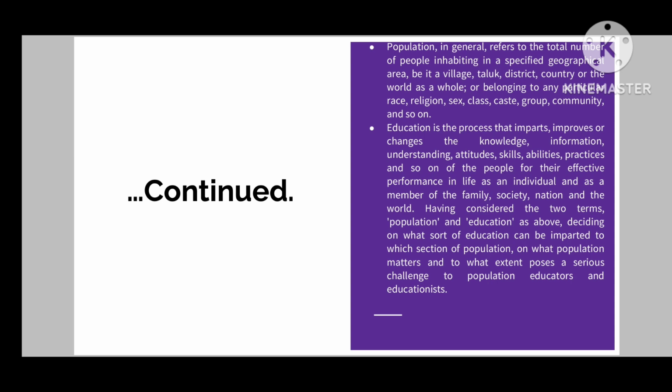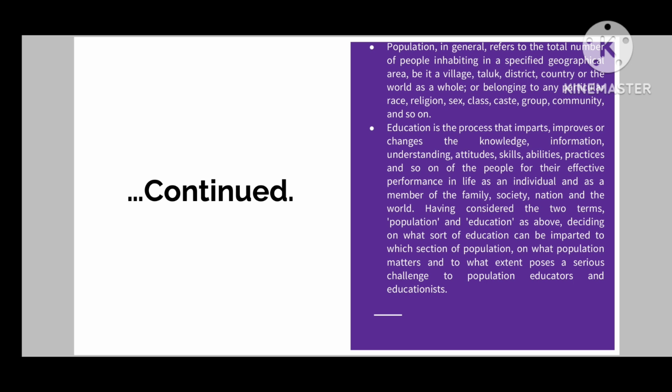This is also a continuation of the previous slide. Population in general refers to the total number of people inhabiting a specified geographical area, be it a village, taluk, district, country or the world as a whole, or belonging to any particular race, religion, sex, class, caste, group, community, and so on. Education is the process that imparts, improves, or changes the knowledge, information, understanding, attitudes, skills, abilities, practices, and so on of the people for their effective performance in life as an individual and as a member of the family, society, nation, and the world.